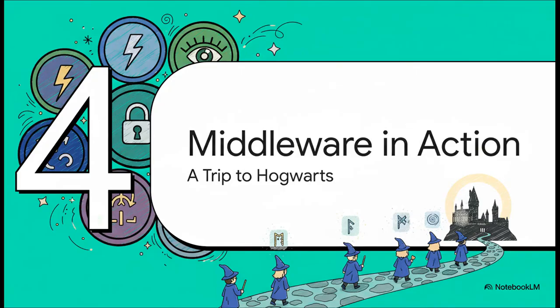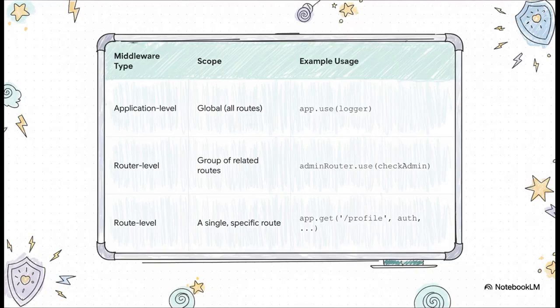Okay, enough theory. Theory is great, but code is better. Let's make this real with our Hogwarts example and see how we can build and apply our very own custom middleware. One of the coolest things about middleware is that you get to choose its scope. You can apply it globally, so it runs on every single request coming into your app. You could apply it to a group of related routes, like everything under /admin, or you can get super specific and apply it to just one single route.